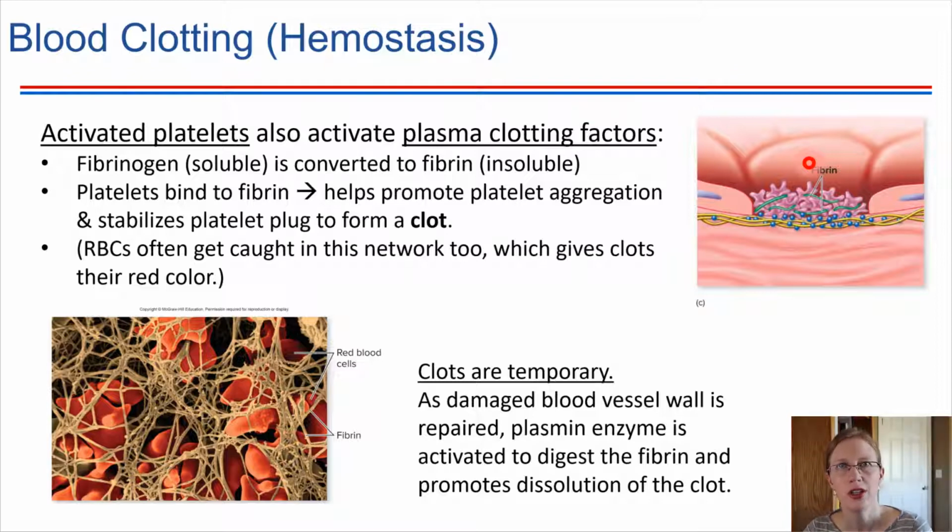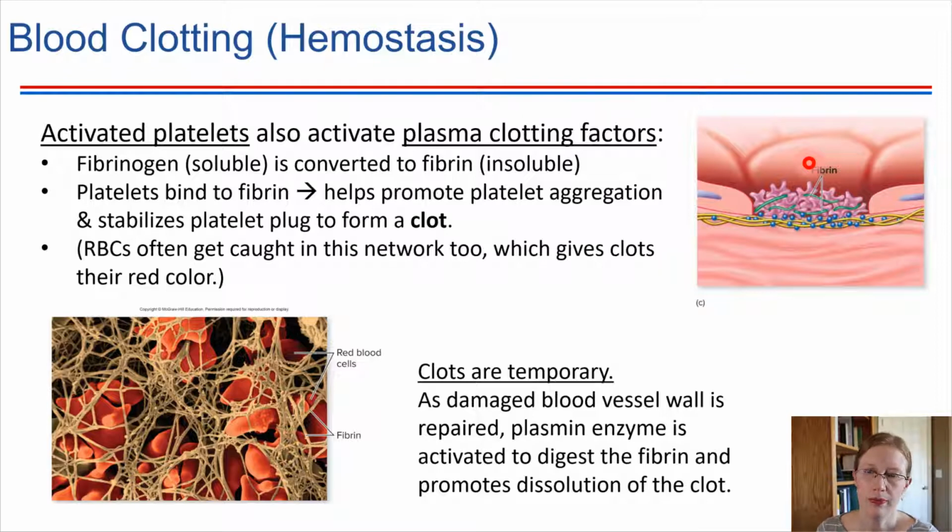Fibrinogen is the protein that we mentioned in the first video in this chapter. Fibrinogen is one of the plasma proteins that's always present in the blood, ordinarily in a soluble form, always in circulation throughout the bloodstream. When the platelets are activated, they cause fibrinogen to convert into another form called fibrin. Fibrin is insoluble. It is no longer dissolved in the blood, rather it's kind of precipitated out.